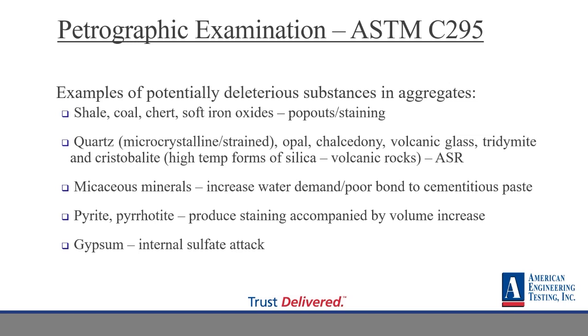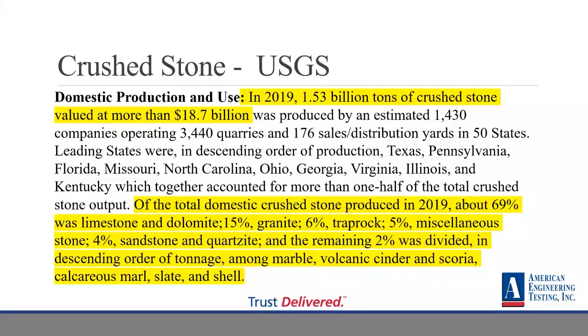So those are just a few of the minerals and particles that we might look for in an ASTM C295 petrographic analysis. Some of you might be wondering, if you've never heard of this, why is it being done? Maybe why haven't I heard of it? I got these statistics from the United States Geological Survey, and they put these out quarterly, and then they do an end of the year one.